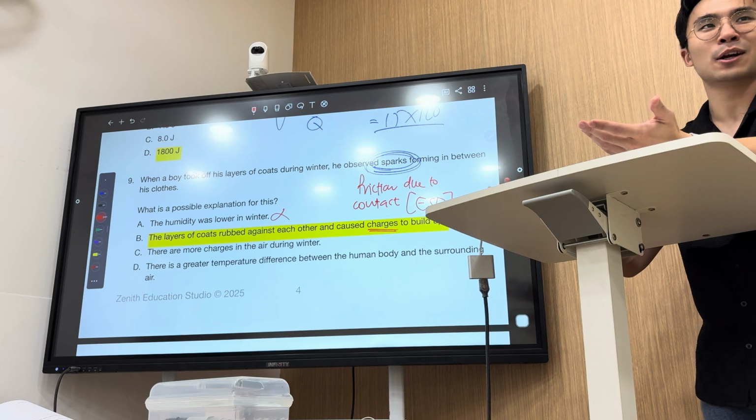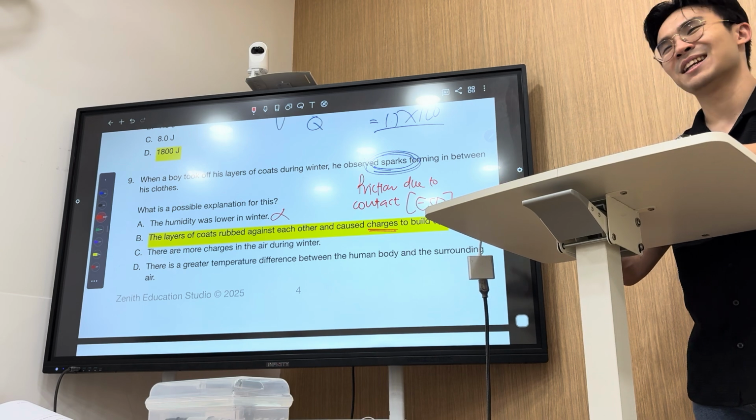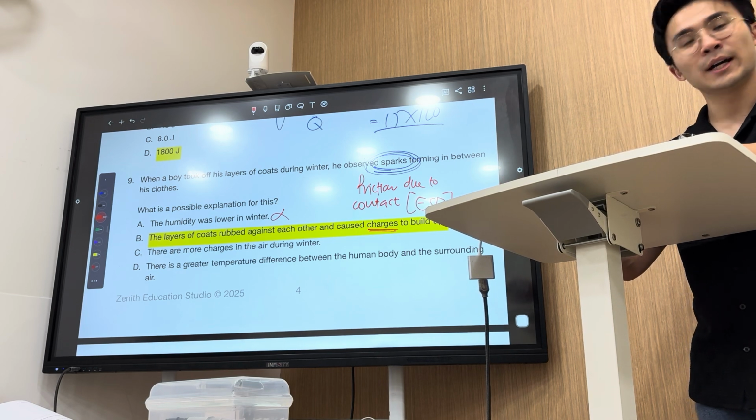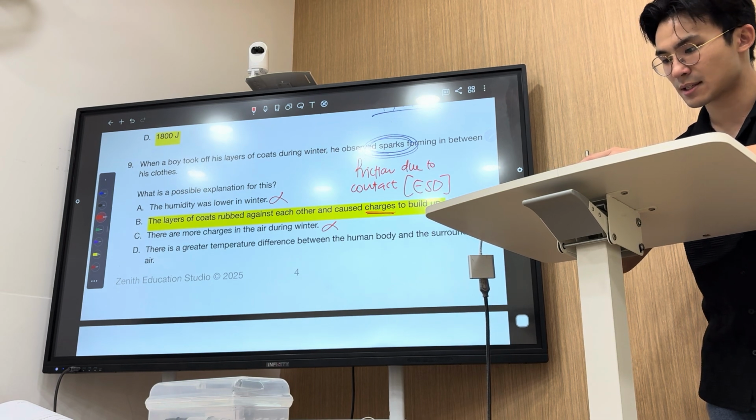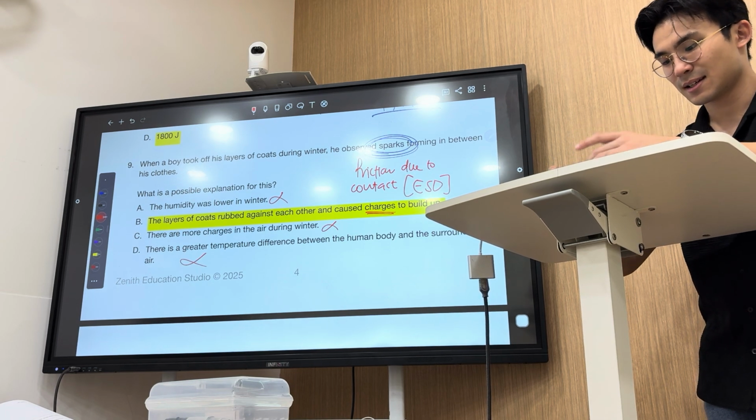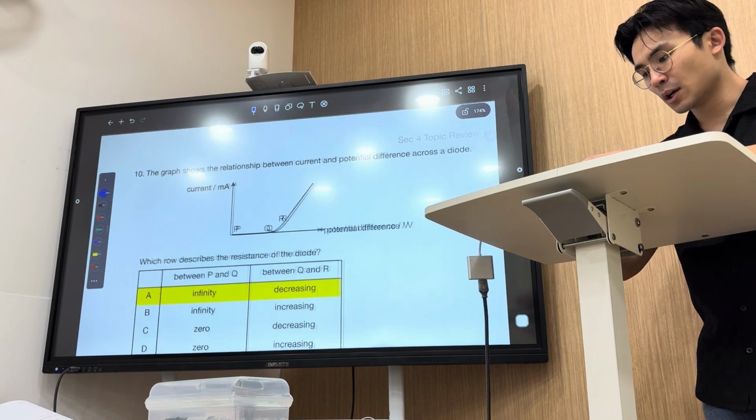Maybe true, I don't know, I cannot remember anymore, but it cannot possibly be the answer. More charges in the air during winter makes no sense. Temperature difference. What about temperature difference? Okay, forget about it. Question 10.